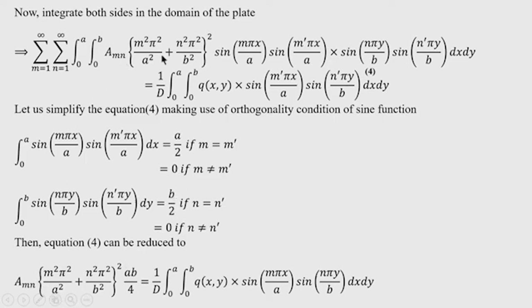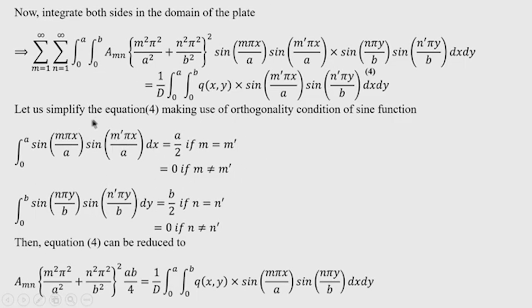Now we can write, because the summation is not required, since the only terms remaining are m equal to m dash and n equal to n dash. Other terms will be 0 because of the orthogonality condition. So, the orthogonality property is the key point here. Without this orthogonality property, this Navier method cannot be formulated.